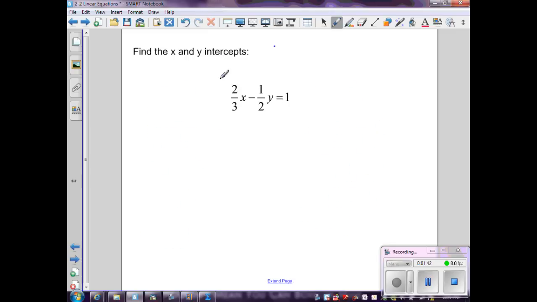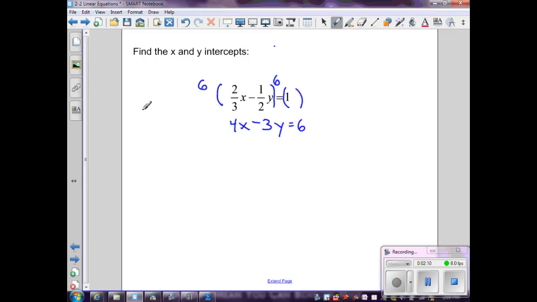Again, they want us to find the x, y intercepts. I'm going to simplify by multiplying both sides by the least common denominator, which is going to be 3, 2, 1, 6. And that's going to give me 6 times 2 is 12, divided by 3 is 4x. 6 times a negative 1 is a negative 6 divided by 2 is a negative 3y. And 6 times 1 is 6.